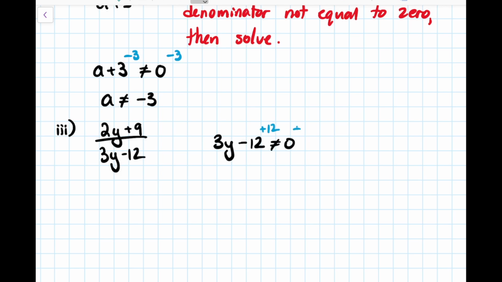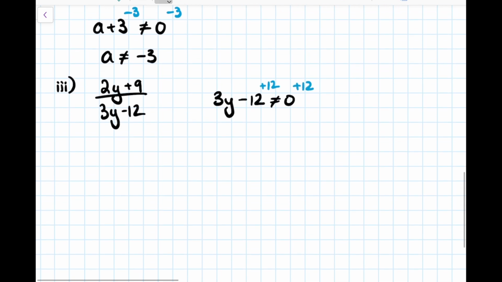So we're going to add 12 on both sides, which is going to get me 3y cannot be 12, divide by 3, and we end up with y cannot be 4. Right, and again, you can kind of mentally check that. 3 times 4 would be 12, and 12 minus 12 would be 0, which is no good.